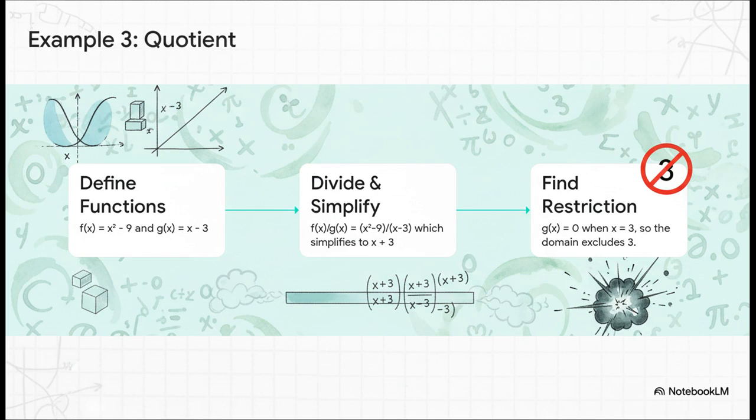Now, for division, this is where things get interesting. We put f of x on top and g of x on the bottom. Now, you might notice we can factor the top. And when we do, look at that. The x minus 3 terms cancel out, leaving us with just x plus 3. But, and this is the most important part, you have to look back at the original problem. Before we canceled anything, the denominator was x minus 3. That means x can never be 3, or we would have been dividing by 0.